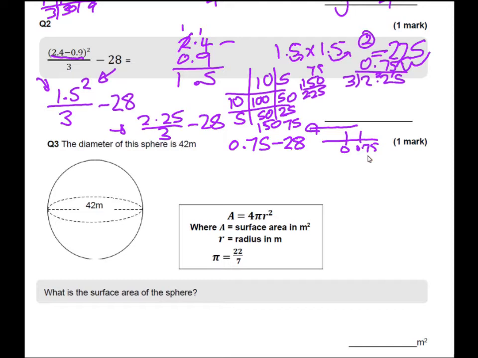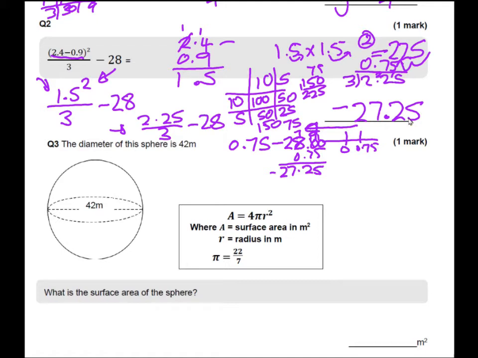If you can't remember how to do that or have a quick method of doing that, the best way is just have 28 with 2 decimal points, put the 0.75 underneath, borrow 1 and put them across. So 5 from 10 is 5, 7 from 9 is 2, and then you've got 27 left. So our answer is negative because if you think of our number line, we've gone to the left of 0, so it's minus 27.25. And again, all of that work is for 1 mark.